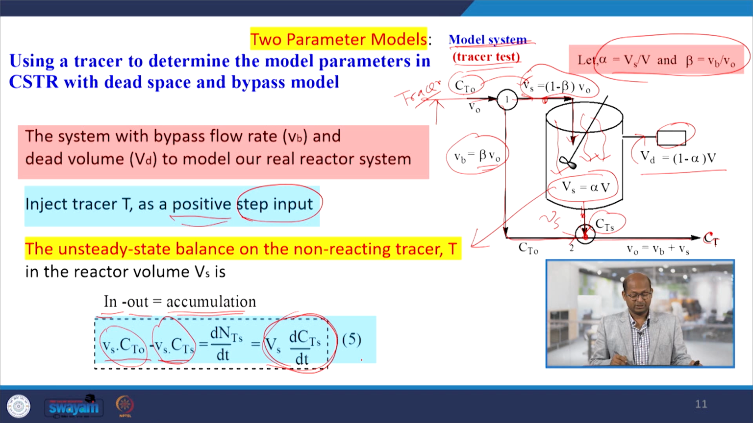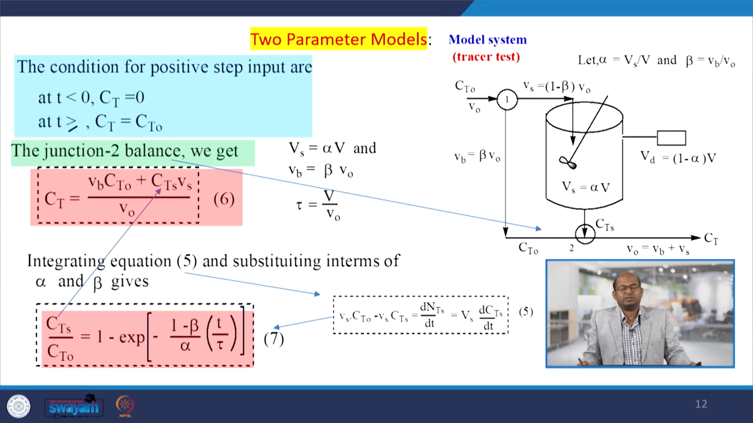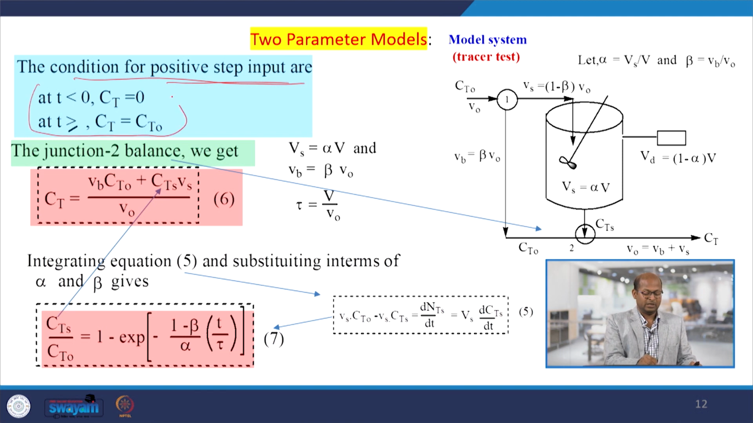Now we have equation 5, and since this is a tracer test with step input, the condition for positive step input, which we discussed in our last class and before, is: when t is less than 0, Ct equals 0, and when t is greater than or equal to 0, Ct equals Ct0. This is the boundary condition of a positive step input.